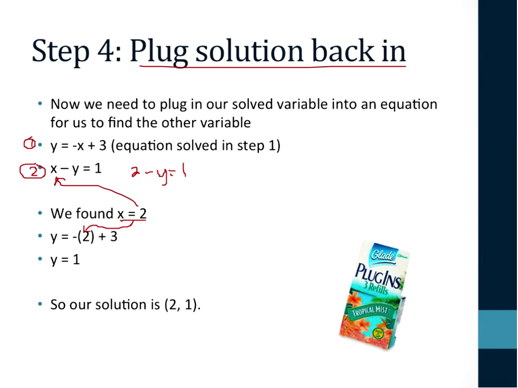So then we know our solution is the point (2, 1). Okay, remember that is a point. If we were to graph it, which we did earlier, that's a point. So we write it as an x comma y. Okay, that's substitution in a nutshell.